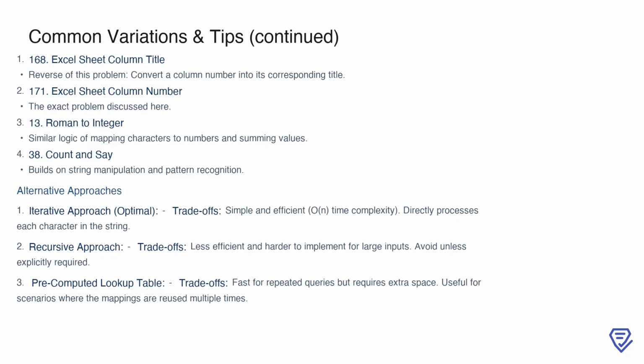As for alternative approaches, the iterative method is the optimal choice. It's simple, efficient, and runs in O(n) time complexity, directly processing each character. A recursive approach is another option, but it's less efficient and harder to implement for large inputs, so it's best avoided unless explicitly required. Lastly, a pre-computed lookup table could work if the mappings are reused multiple times, though it does require extra space. Each approach has its trade-offs, so pick the one that suits the scenario you're working in.